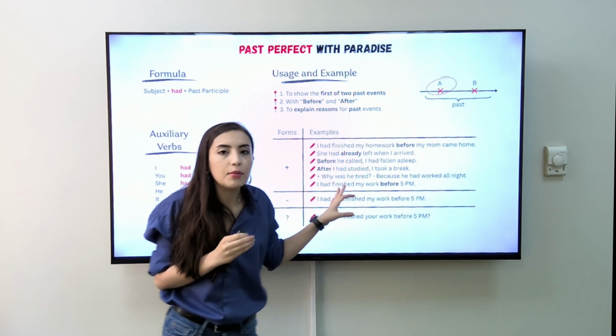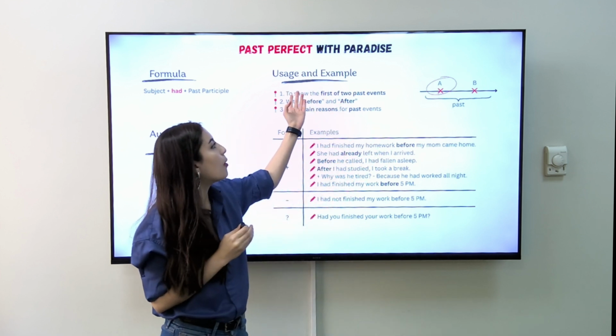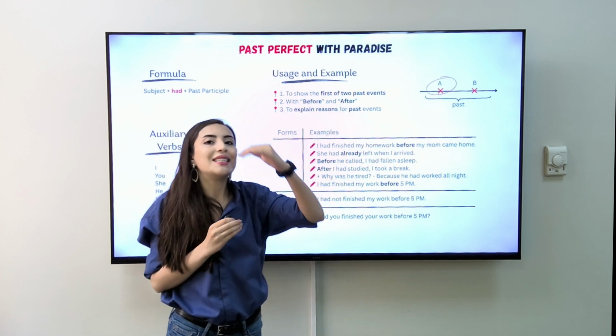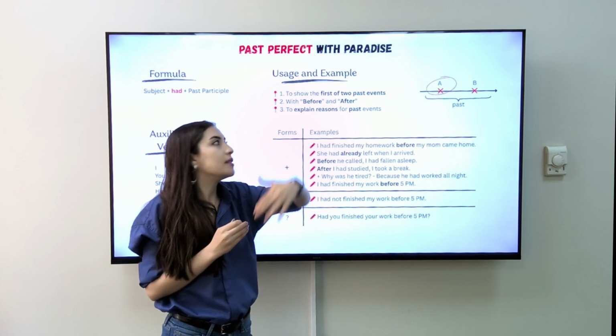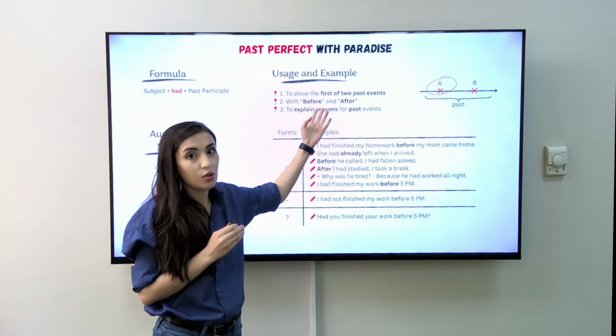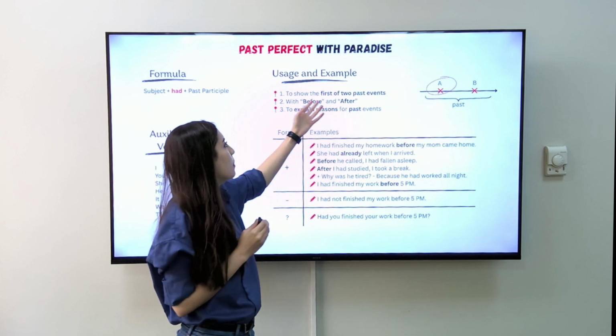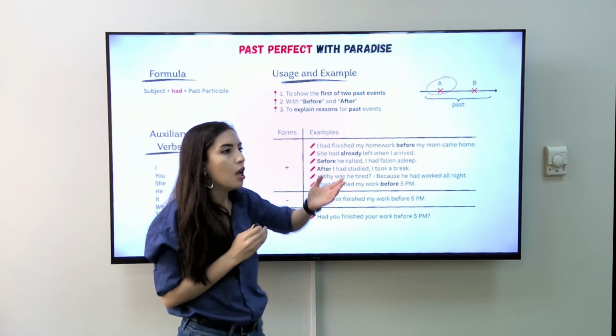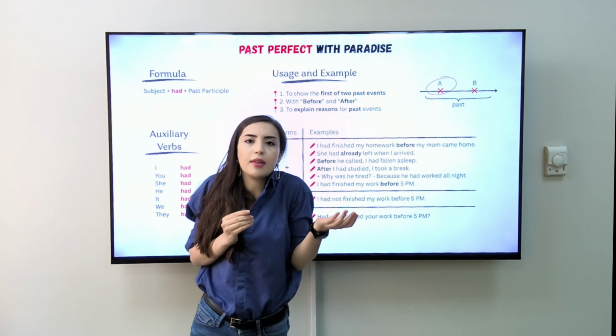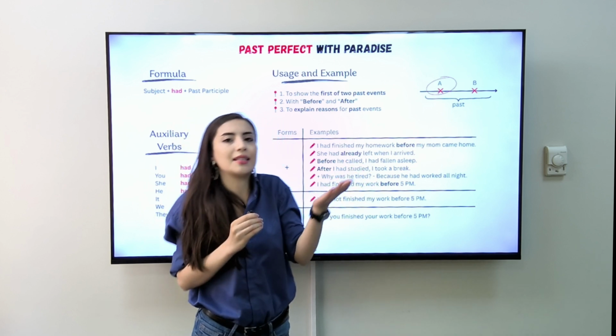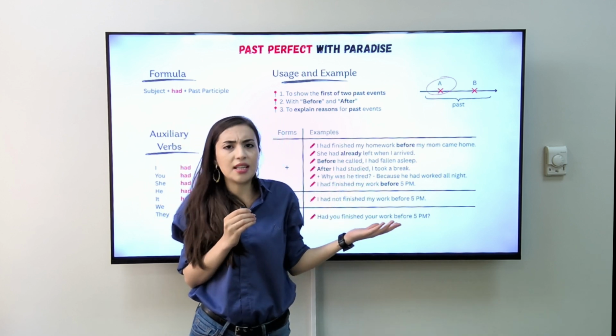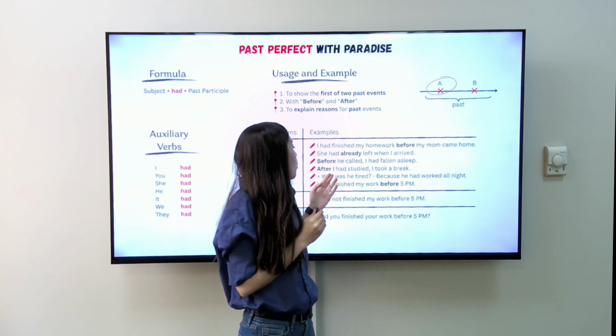And all of them, you see, they are talking about number one, to show the happening, and number one and two to be more accurate, because we are using before and after. But both of them are talking about the same thing. I mean, the first action happened and the second action followed. That's it. Okay?